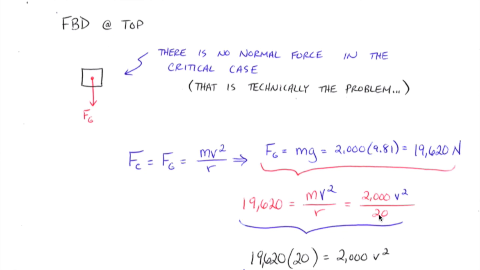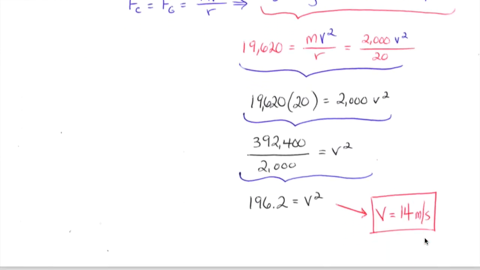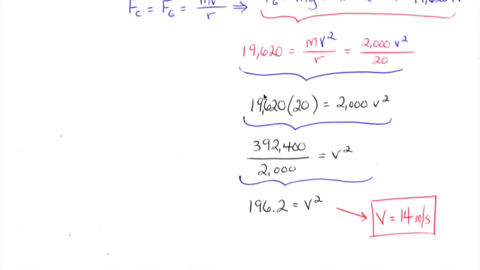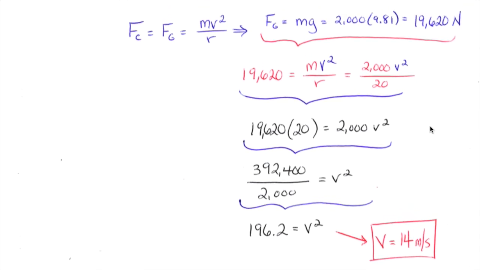Plug in the known values. We have everything known except for velocity. I'll go through each of the steps here. I won't talk about them, but multiply each side by 20, etc. If you solve this through, you will find that the minimum velocity you must travel at is 14 meters per second. And we found that by quite simply just stating that the centripetal force is only gravity.